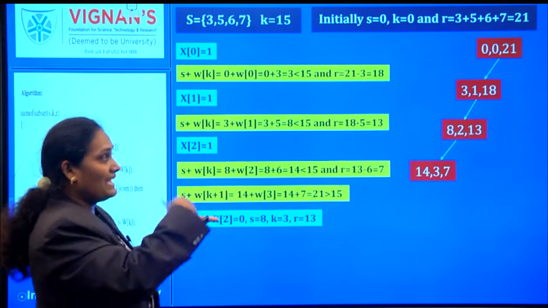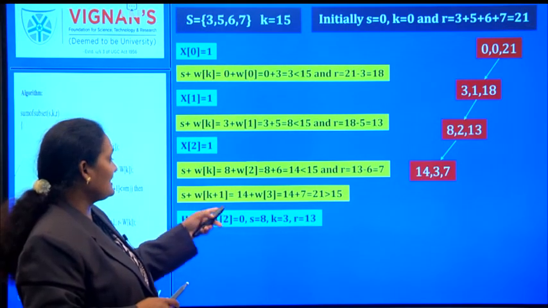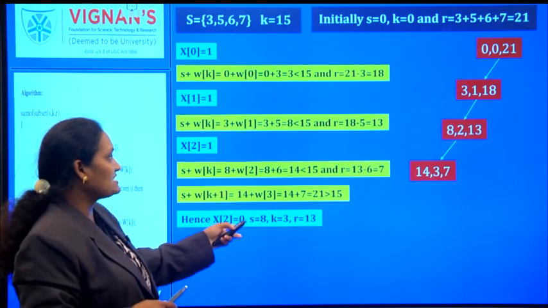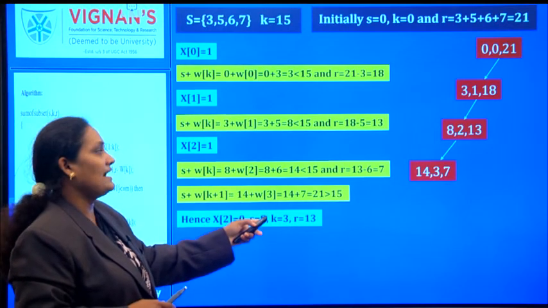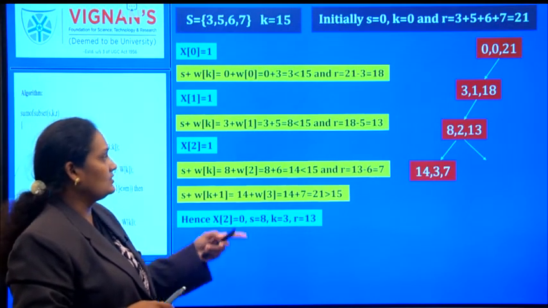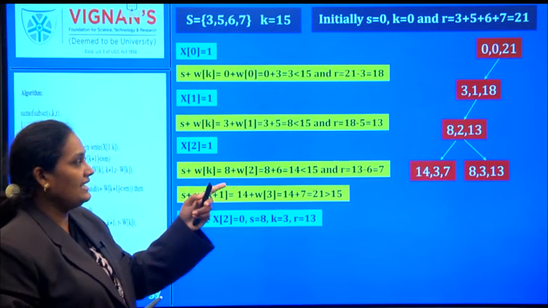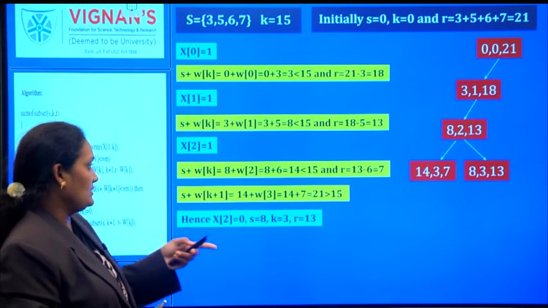So that is, we are backtracking the process. Since we are backtracking the process, the S value becomes 8, the K value becomes 3 and the R value becomes 13. Now the next node is 8, 3, 13. Now we are continuing the process.